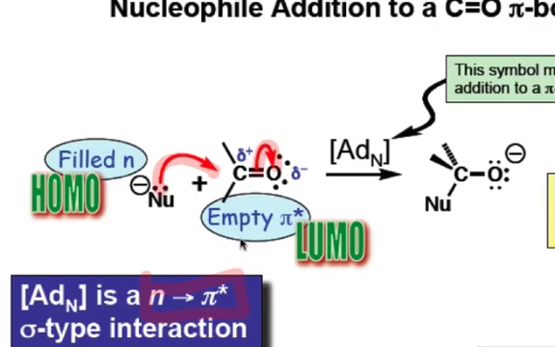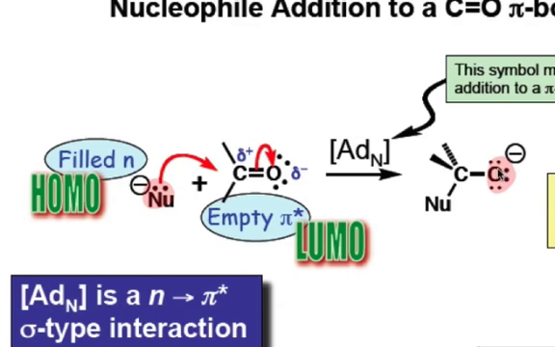The carbonyl group has one of the lowest lying pi stars in all of organic chemistry due to the high electronegativity of the oxygen atom, and so this process is very easy for most carbonyl groups. In the product that results, the negative charge that was on the nucleophile has been transferred to the oxygen atom of the carbonyl, and we've generated a functional group called an alkoxide.